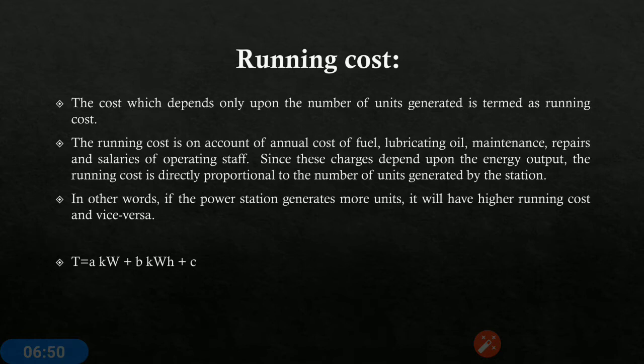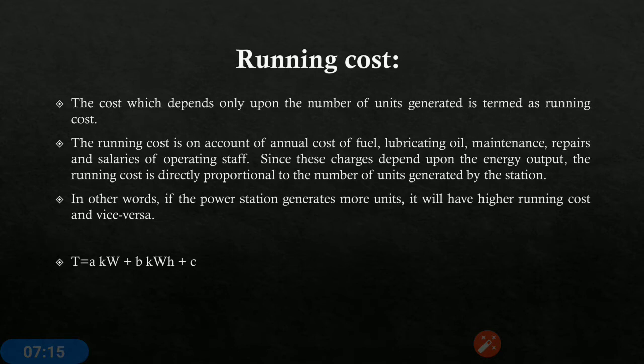If there is some breakdown, then there will be the repair cost of that breakdown, and the salaries that have to be given to the operating staff. Now, all these charges depend upon the energy output. The running cost is directly proportional to the number of units generated by the station, right?